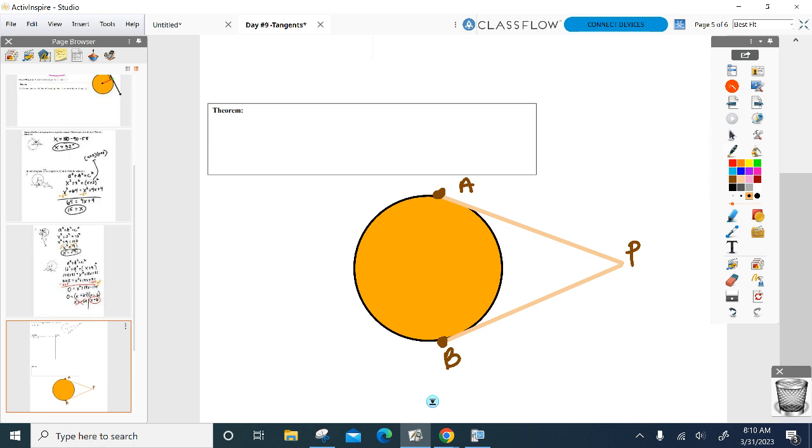All right, if you have this, pretty easy theorem. If you have two tangents that meet on the outside of the circle at the same point, they're always congruent. Okay, they're always congruent. And here's the theorem. We call them tangent segments. We don't call them tangents because remember what tangents were? A full line. All right, so we call them tangent segments. Tangent segments drawn to the same point are congruent.